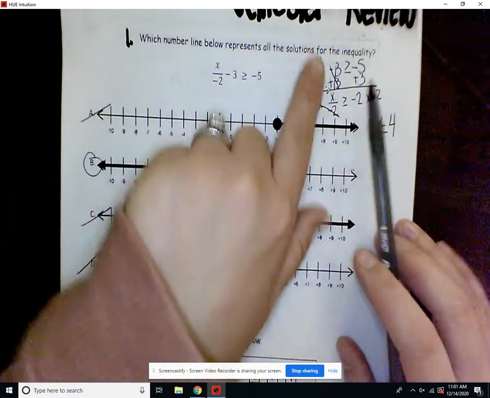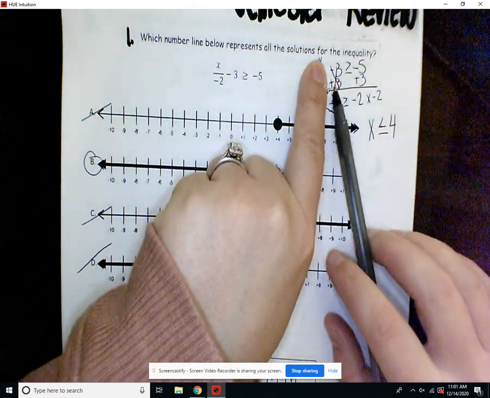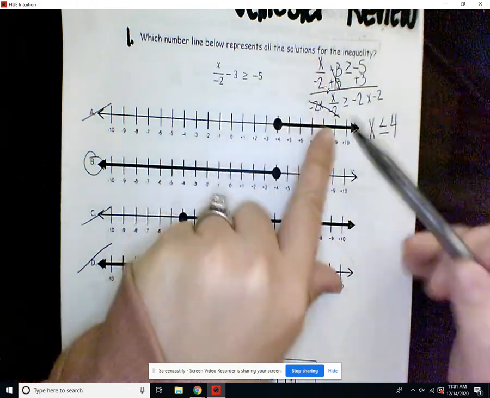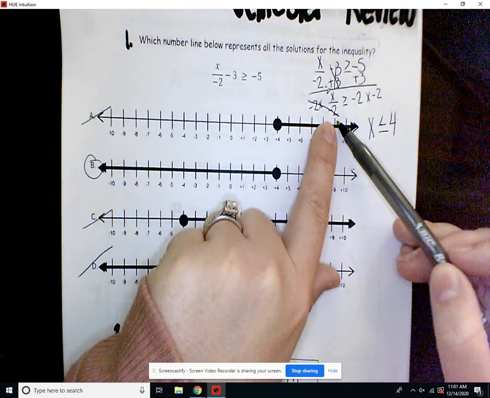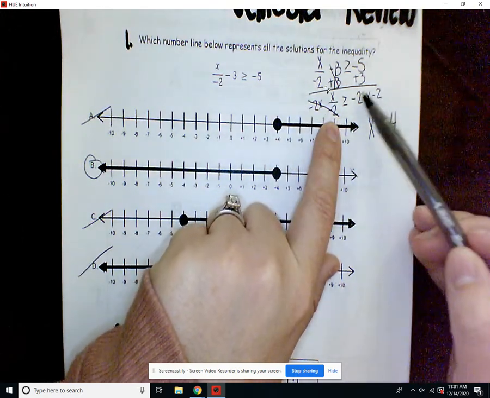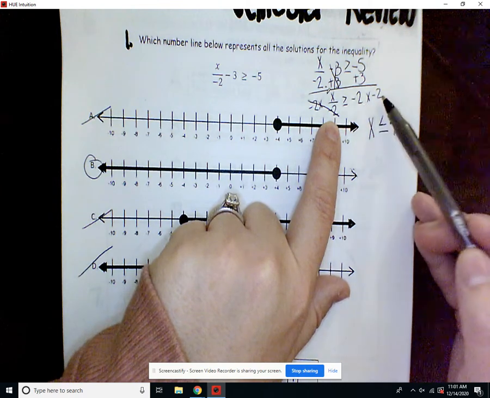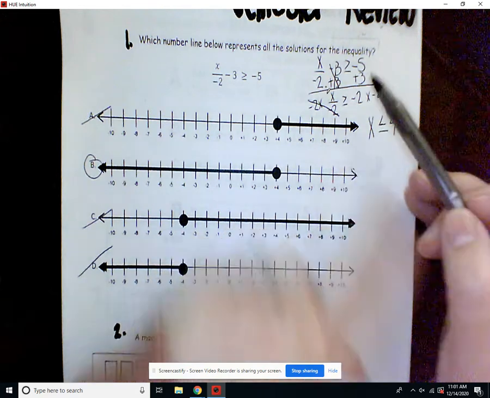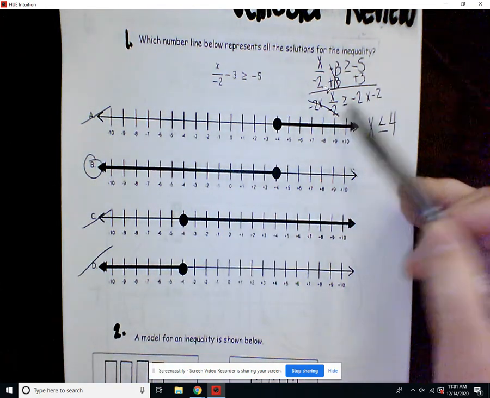So what I did was, the opposite of minus 3 was plus 3. Negative 5 plus 3 made negative 2. And then x over negative 2 is division, so the opposite is multiplication. So I multiplied by negative 2 on both sides. Negative 2 times negative 2 is positive 4. Our arrow flipped direction because we multiplied by a negative.